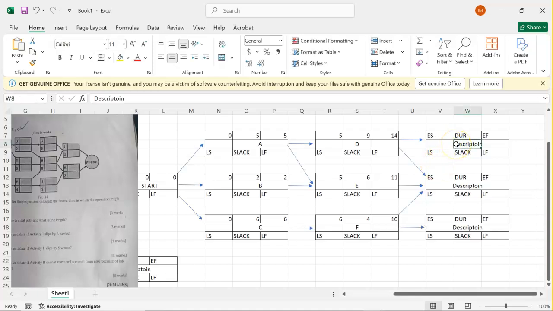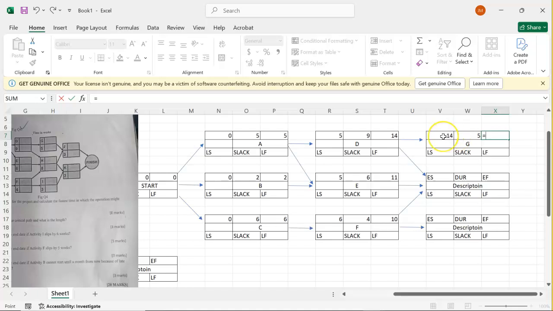So there we have the description of a project, which is G. So G starts when D is complete. So the earliest start there will be 14. Duration, the duration we've been given there is 5. Earliest finish will be equal to 14 plus 5, which gives us 19 there.